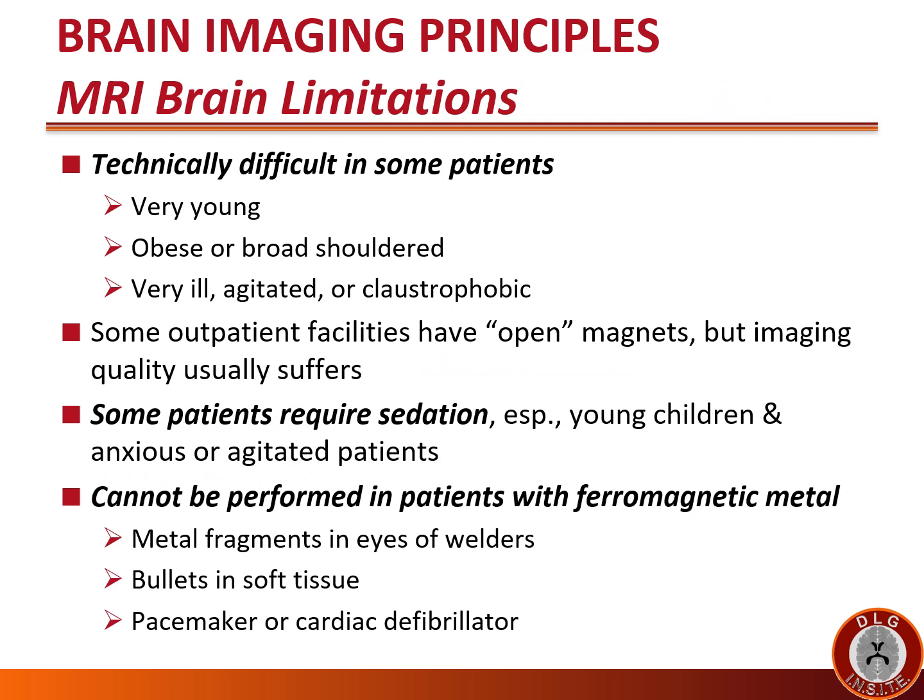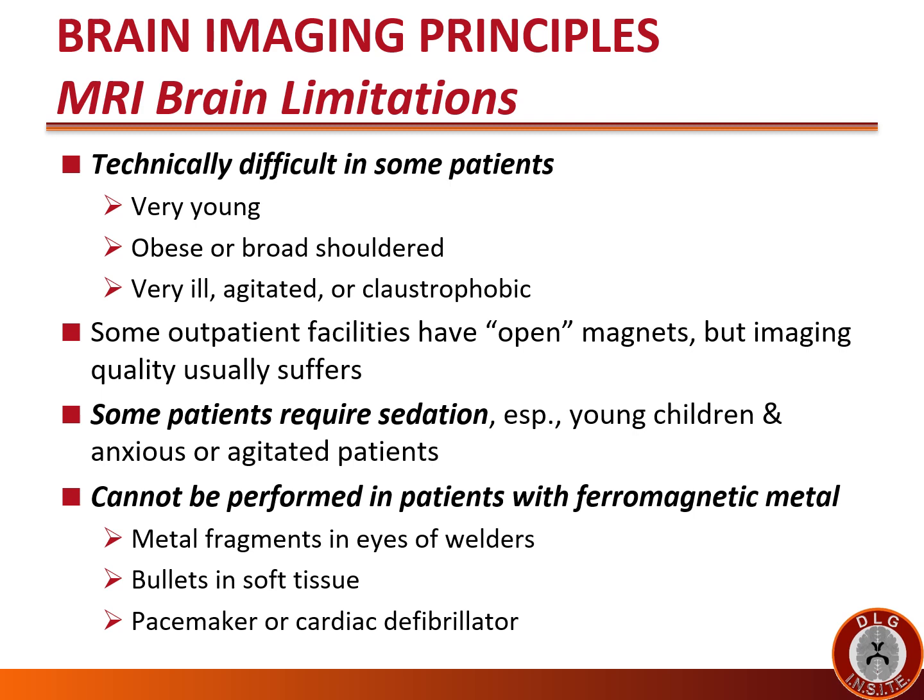MRI brain is technically difficult to obtain in some patients, such as those who are very young, obese or broad-shouldered, or are very ill, agitated, or claustrophobic. Some outpatient facilities have what are called open magnets that eliminate the claustrophobia problem, but the imaging quality usually suffers in these magnets. Some patients require sedation, such as young children and anxious or agitated patients.